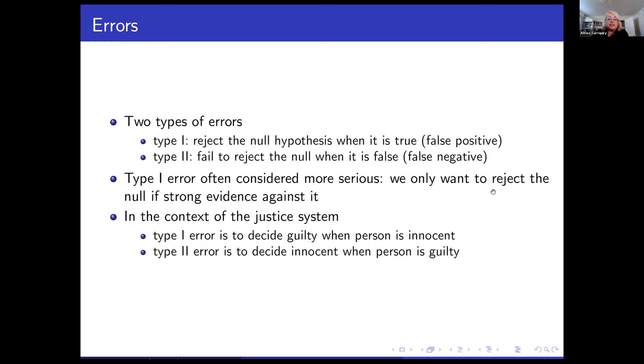I'll mention this a couple of times in this talk: the two hypotheses are really not treated symmetrically. The type one error is often considered to be more serious, and so we only wish to conclude HA if we have really strong evidence against H naught. The parallel with the justice system is that we think about type one error as deciding that a person is guilty when in reality that person is innocent, and the type two error is letting the guilty person go, so deciding that a person is innocent when in reality the person is guilty. And it's funny, it depends on who you ask.